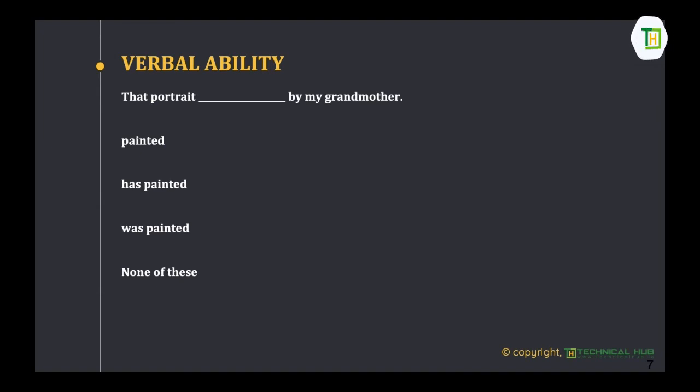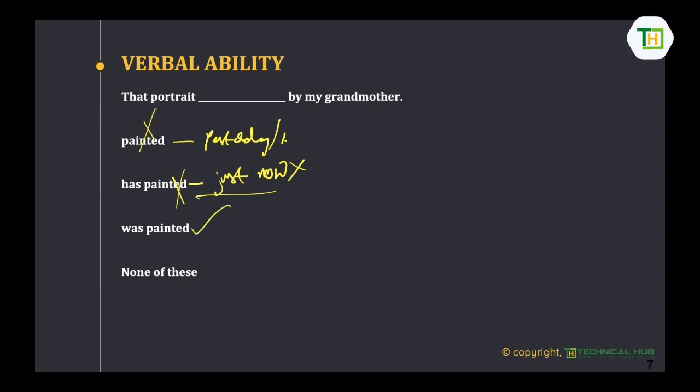The portrait dashed by my grandmother. The portrait painted by my grandmother. That could be correct: the portrait has painted by my grandmother. If you want to use has, you have to use just now. This is wrong. Now, if you have to use painted, you have to use yesterday, last night. All those things you have to use, but that is also not there. So this is wrong. The portrait was painted by my grandmother.